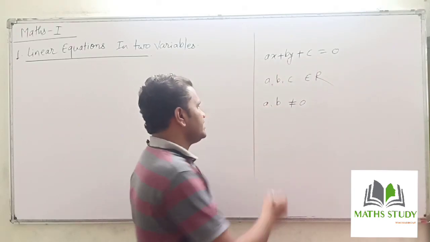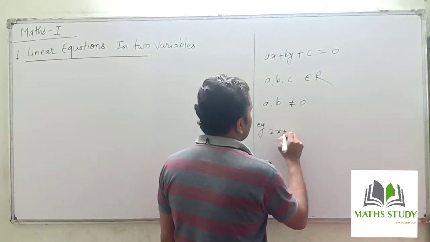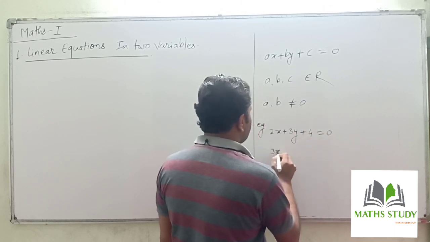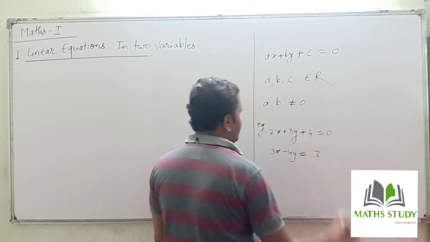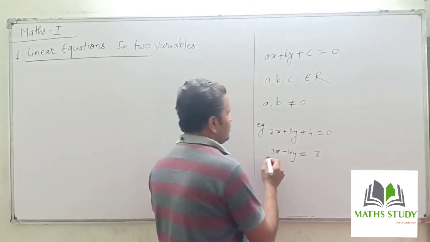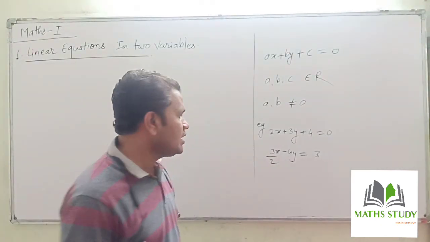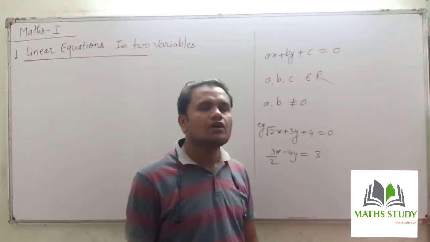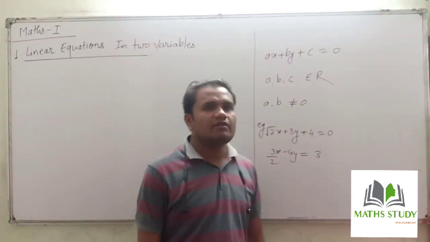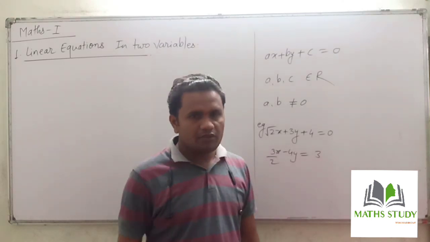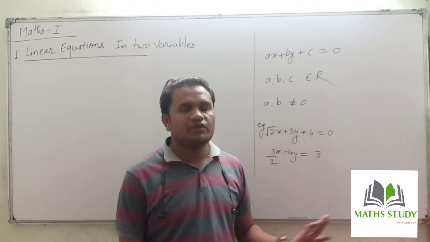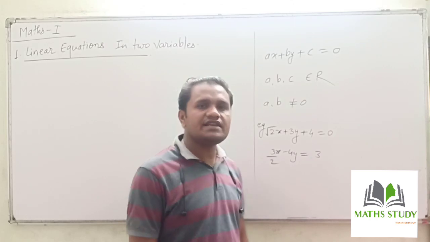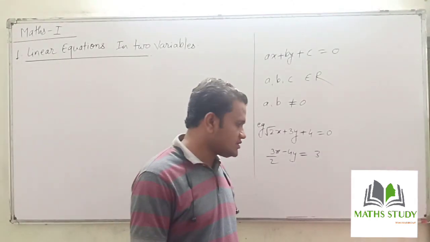c may be 0. Let us take some examples: 2x plus 3y plus 4 is equal to 0. Then 3x minus 4y is equal to 3. At some places you may take fractions also. There may be roots, because roots and fractions are all real numbers. So the place of a, b, c can be taken by any real numbers, but a and b can never be equal to 0. This is the condition. This is the basic definition of linear equations in two variables.